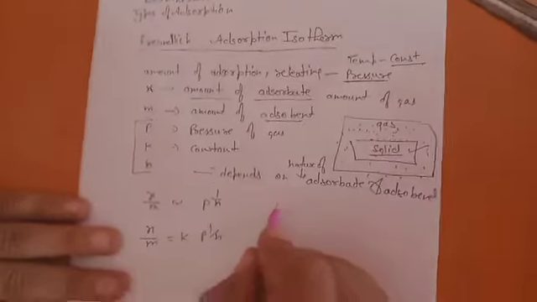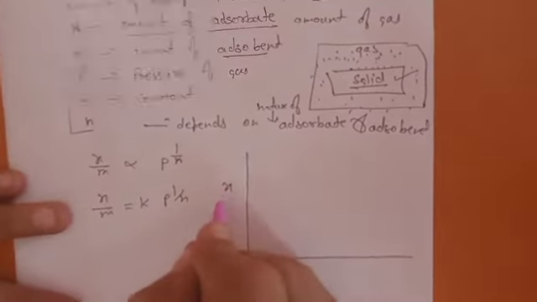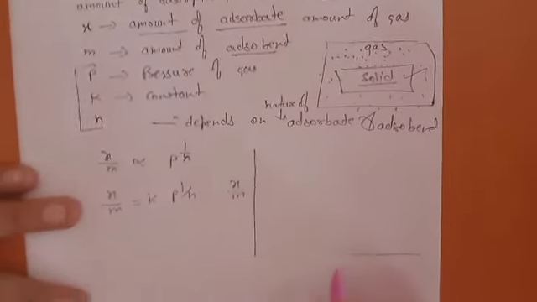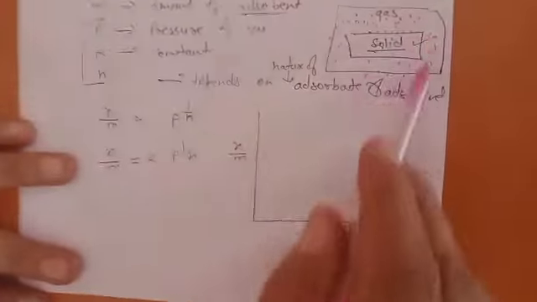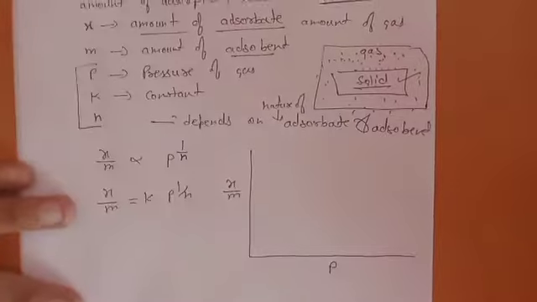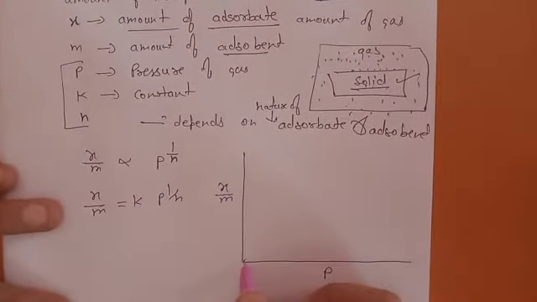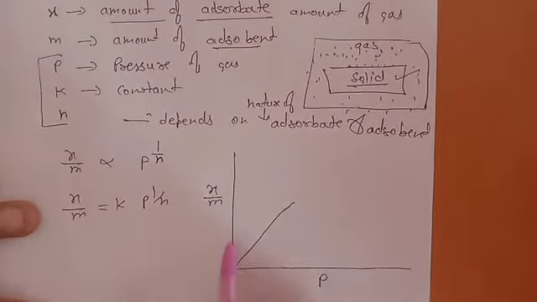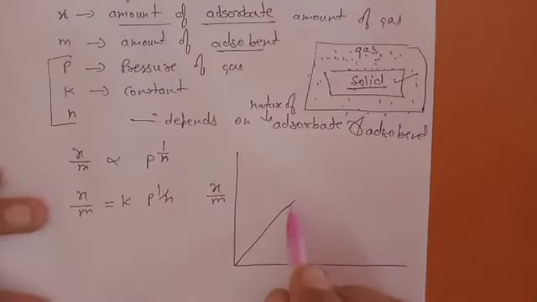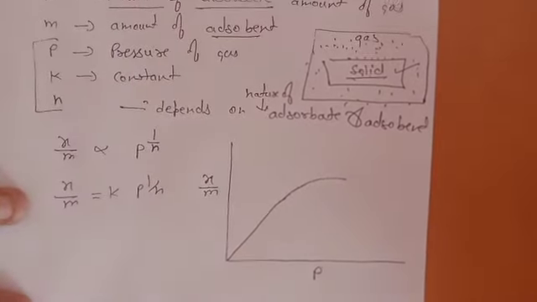If you draw a graph between these terms, it is the Freundlich adsorption isotherm graph. On one axis you show x by m, the amount of adsorption, and on the other axis P, the pressure maintained around the adsorbent by the adsorbate. He found it is directly proportional, so the graph is increasing. As pressure increases, the amount of adsorption increases. But after the pressure reaches a certain value, the graph becomes parallel to the x-axis.